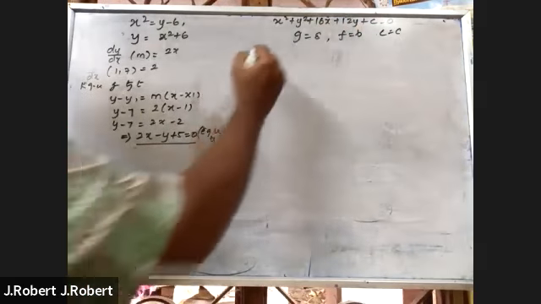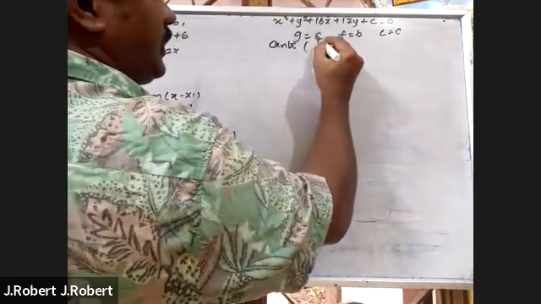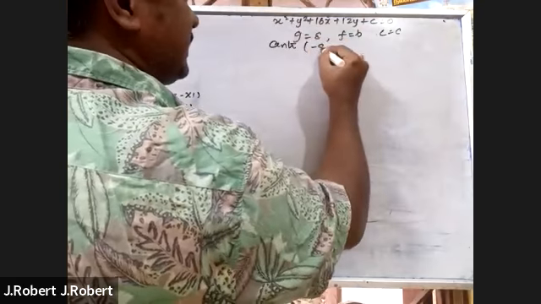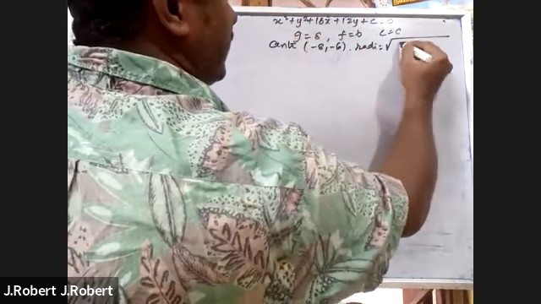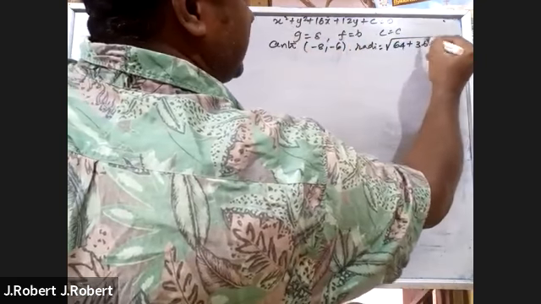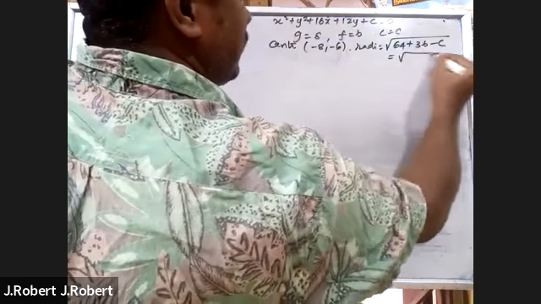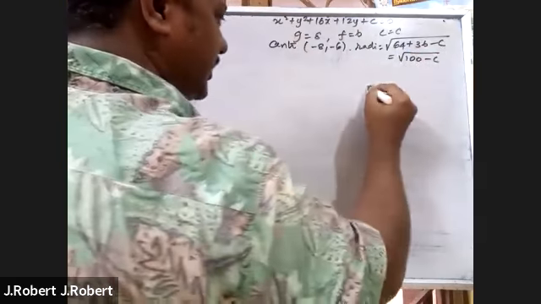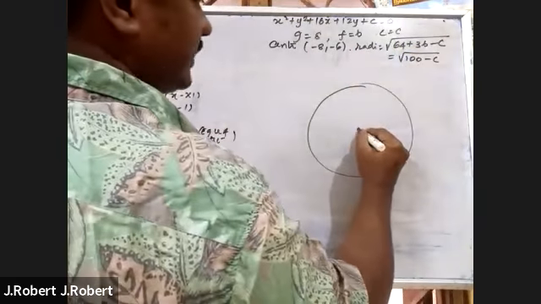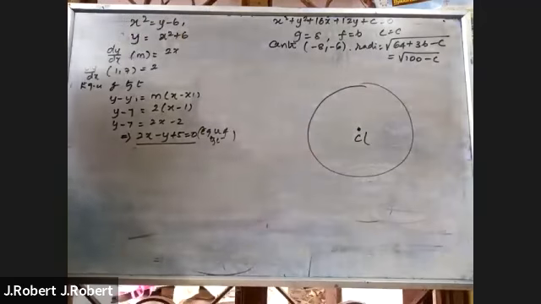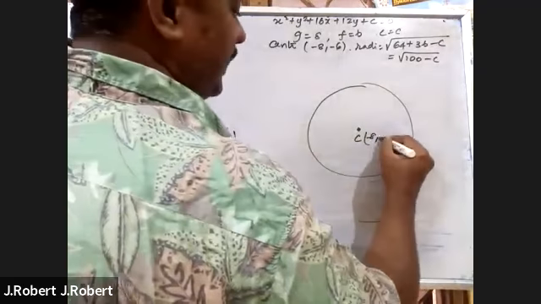Okay? Now can we find the center from this? Your center is -8, -6. Radius is equal to square root of 8 square 64, 36 minus c, which is equal to root of 100 minus c. Radius is found. Now we draw a diagram. Center is there. This is the center. That is called C, -8, -6.